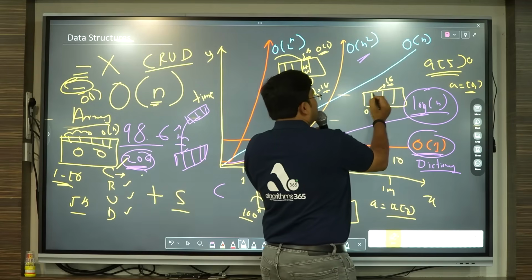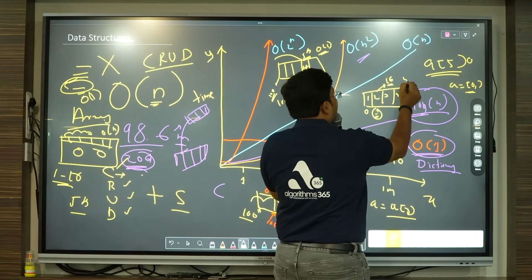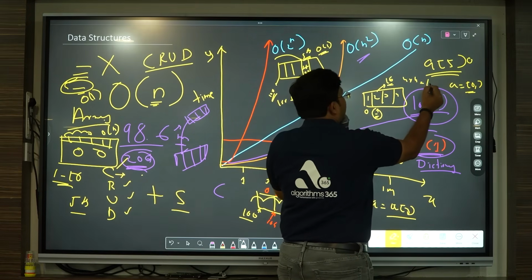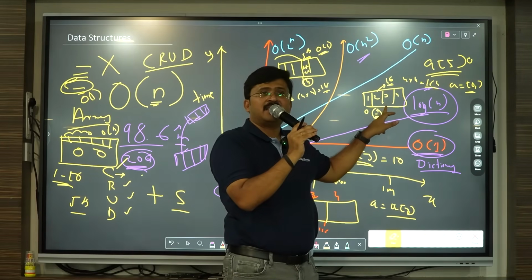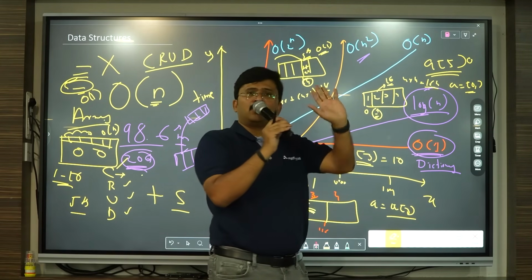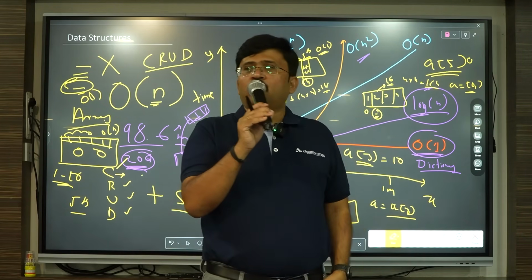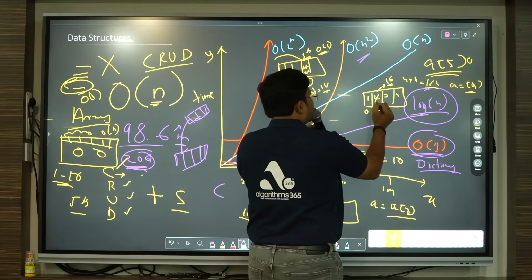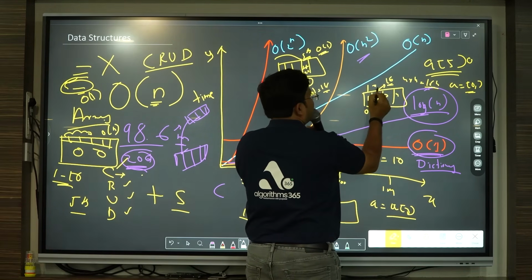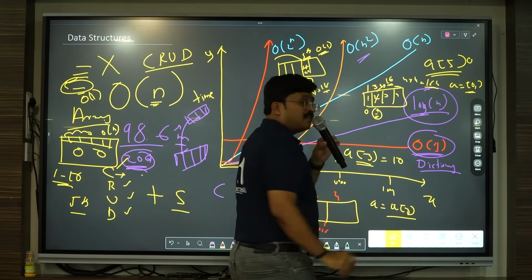Let's say there are 4 elements: 1, 2, 3, 4. 4 into 4, 16 bytes of memory is allocated. I want to delete the second element in the array. Can I do that? How? Let's say I deleted this and this became 1, 3 and 4. What will be there at the end?